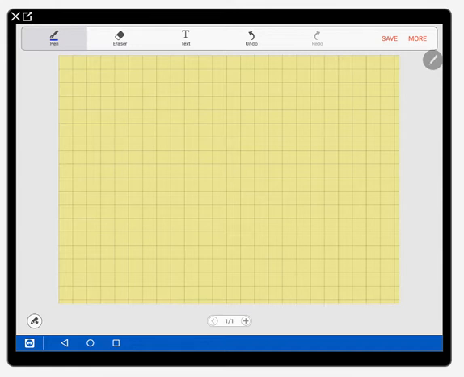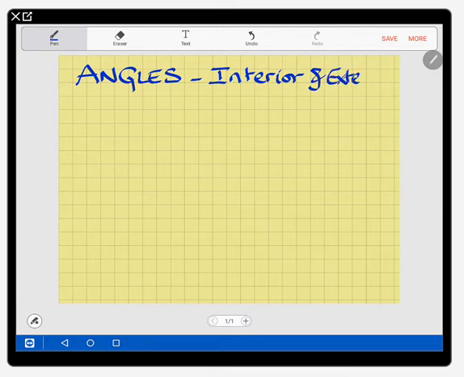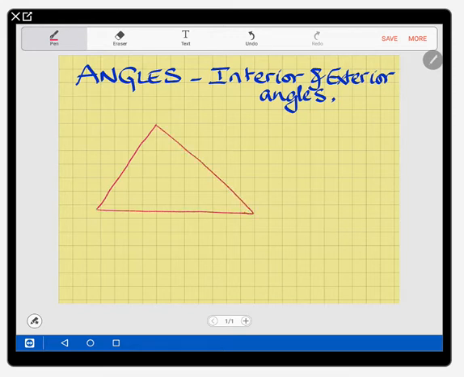Today I'm gonna carry on with angles, which I started earlier on, and today I'm gonna talk about interior and exterior angles. Okay, so what is an interior angle and what is an exterior angle? It's very easy. You all know this, right? These are interior angles.